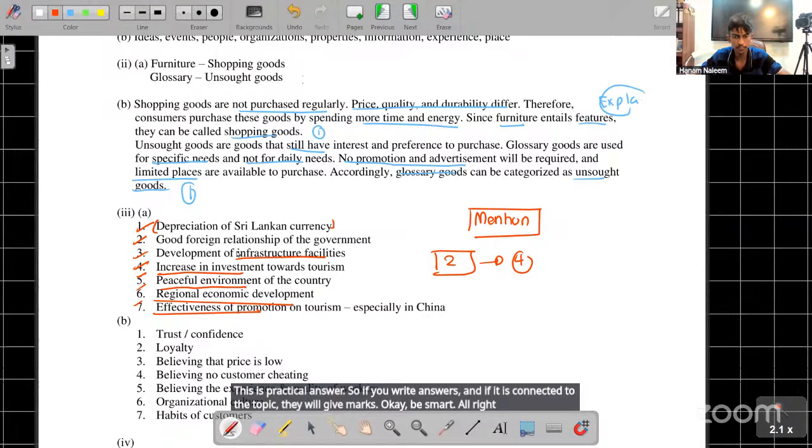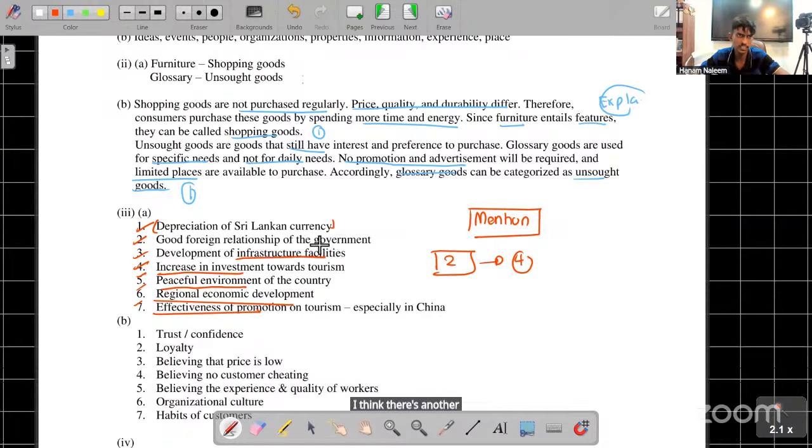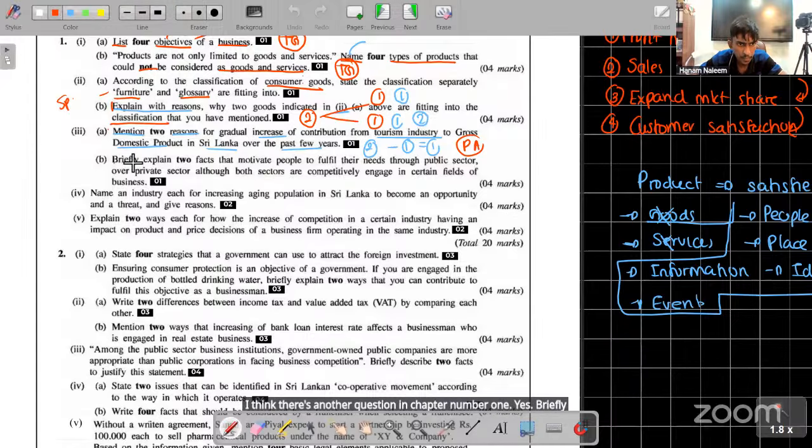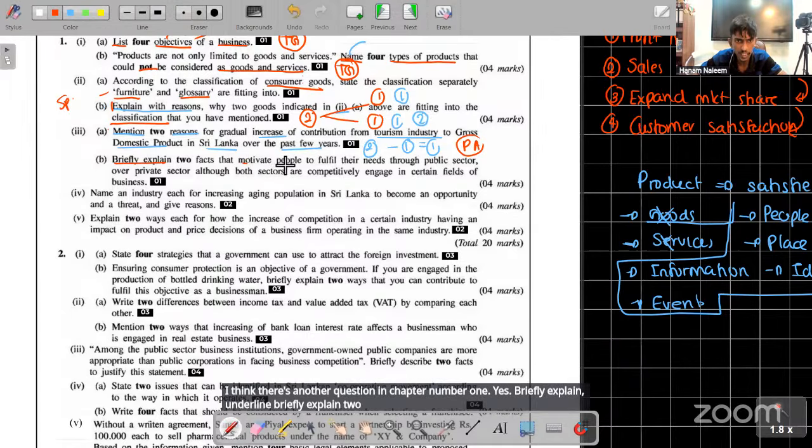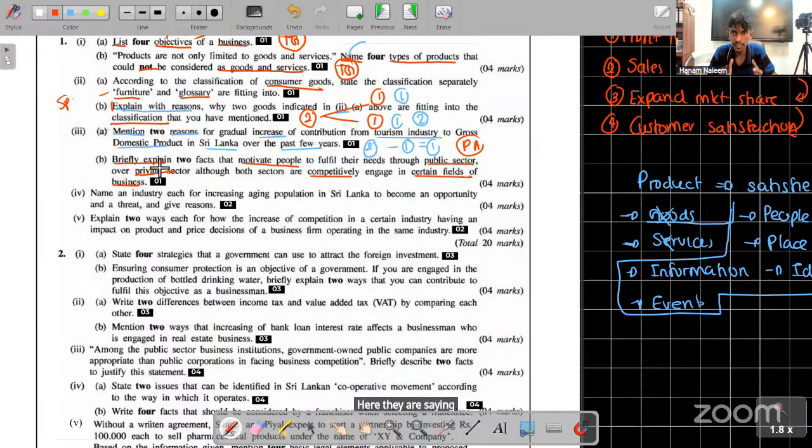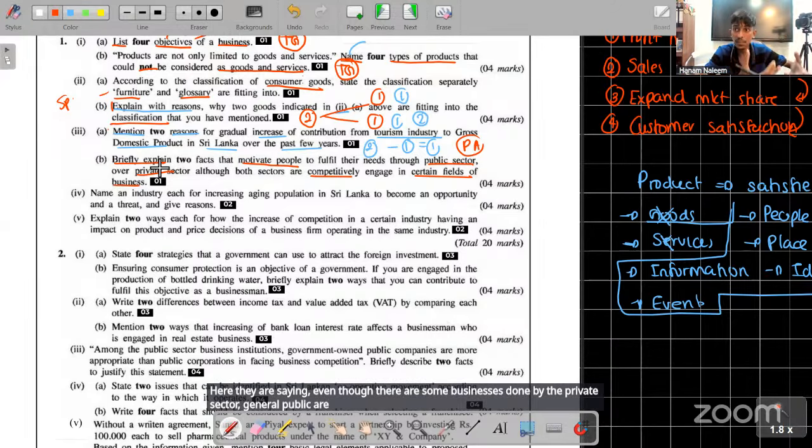And the next question. I think there's another question in chapter number 1. Briefly explain, underline briefly explain, 2 facts that motivate the people to fulfill their needs through the public sector over the private sector, although both sectors are competitively engaging in certain fields of business. I'll explain again. Here they are saying, even though some businesses are done by the private sector, the general public are motivated to buy the same product from the government itself. Even though the private sector is selling, we prefer to buy from the government itself. Why? What's the reason?